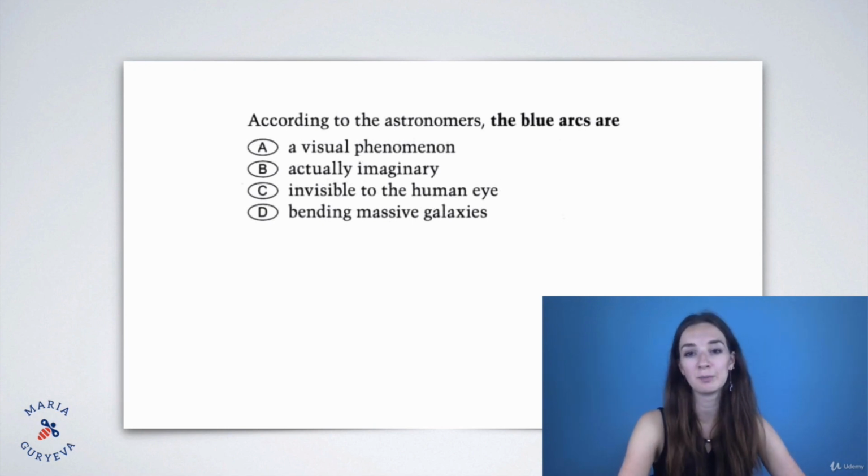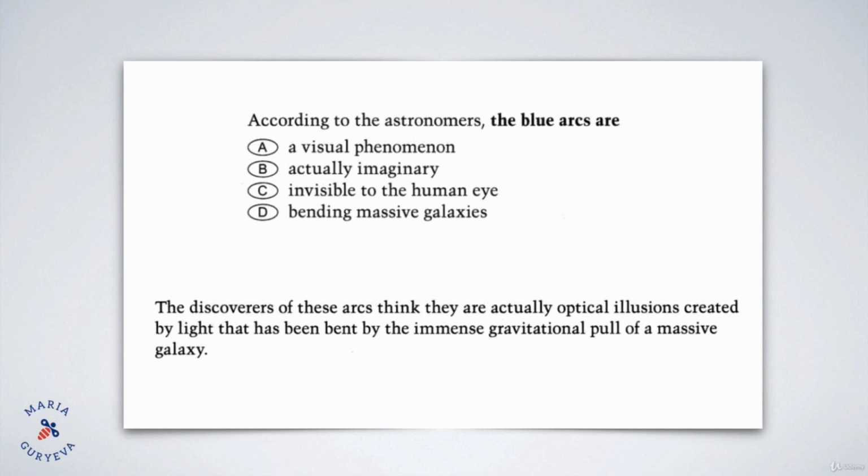For example, we have this question. According to the astronomers, the blue arcs are a visual phenomena, actually imaginary, invisible to the human eye, or bending massive galaxies. Now we look at the sentence from the reading passage. The discoverers of these arcs think they're actually optical illusions created by light that has been bent by the immense gravitational pull of massive galaxies. So what do you think is the right answer? If we have a closer look at the sentence, we see that they are talking about these arcs and that they are optical illusions, right? So which answer choice effectively rephrases what is written in the text?